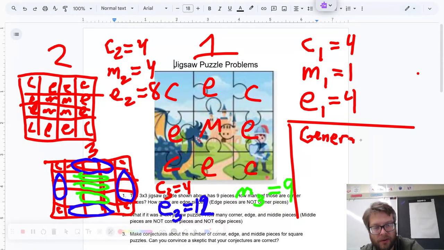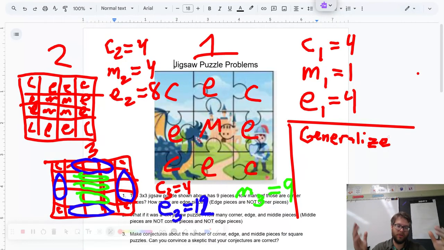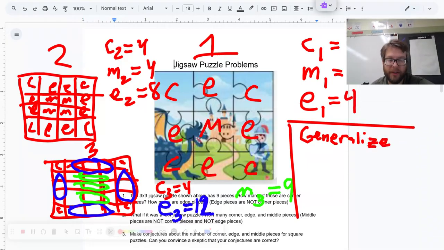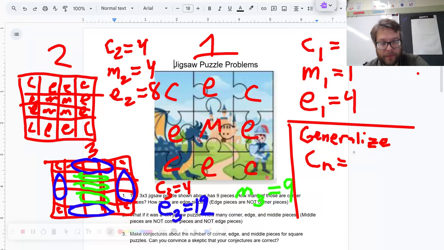So when I say generalize, it just means instead of talking about a specific case, like saying this is the first puzzle, the second puzzle, the third puzzle, we're saying what's true in general, what's true for all the different cases. So what I'm saying is that no matter how big my puzzle is, so for any letter N, or for any letter X, I've got 4 corners. It just stays the same, 4, 4, 4, 4, 4 the whole way through.